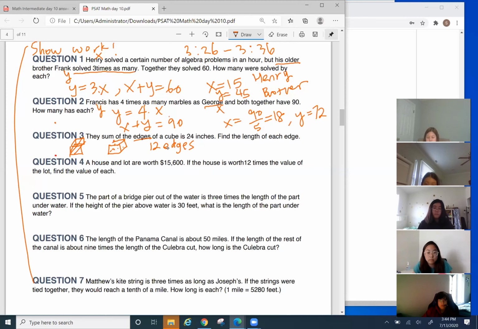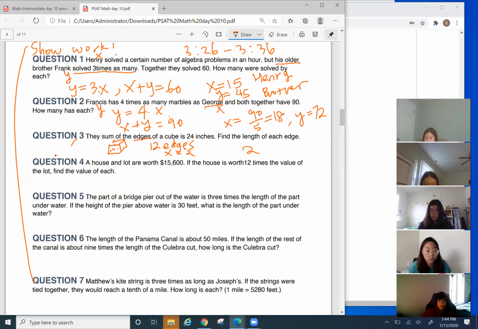So can you find the length of each edge then? Oh, 2. Right, each edge is 2. And then, what did you do further? Wouldn't the length be 2 then? Oh yeah, there is 2. Good job. Perfect. Okay. Sarah, can you go next?